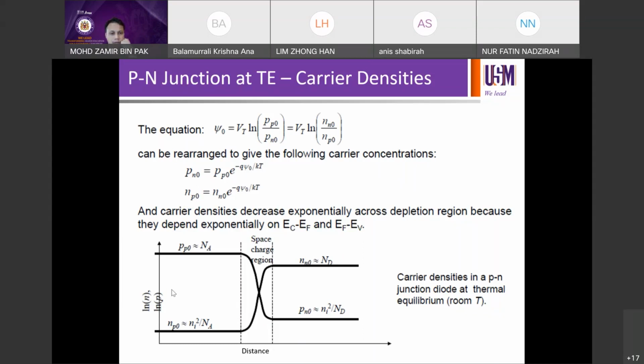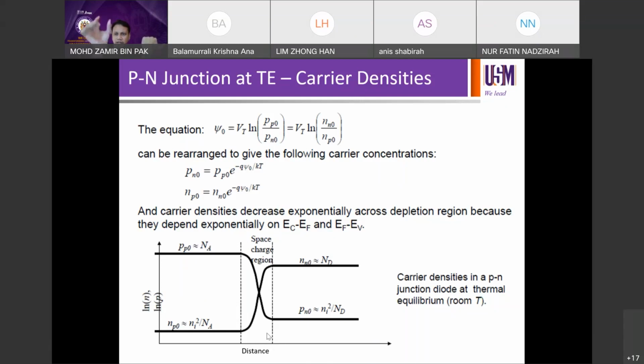If you plot them in terms of ln N or ln P on the y-axis, and the x-axis is the distance across the P and N junction. So they are together the P-N junction. The left-hand side is the P-type material, and this whole thing is the N-type material. Upon combination, you get a fixed charge region in the middle, also called the space charge region or depletion region, given by the dotted lines on the left and right.